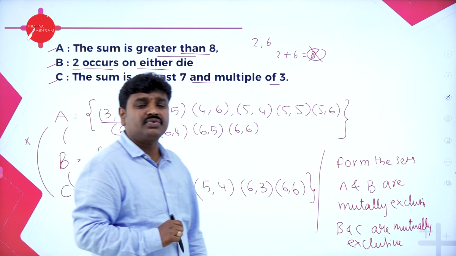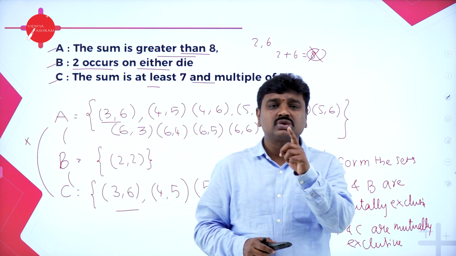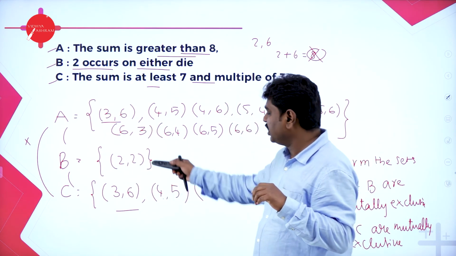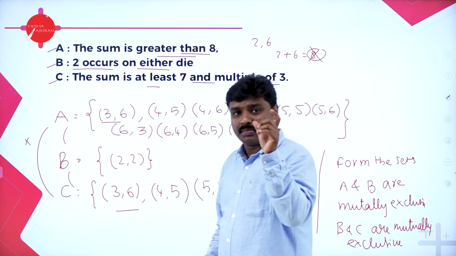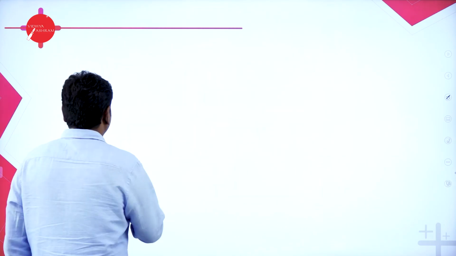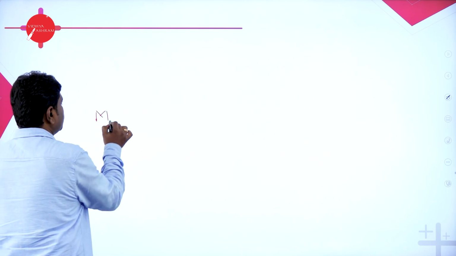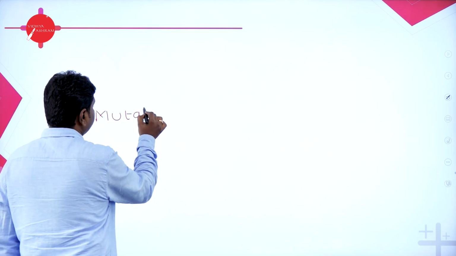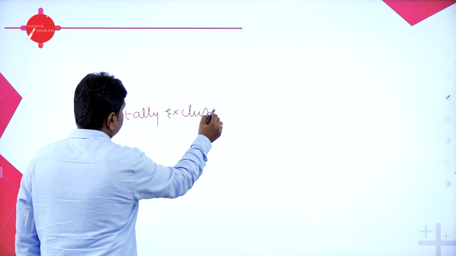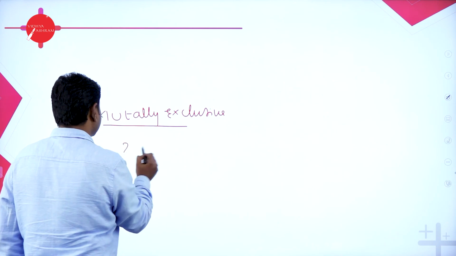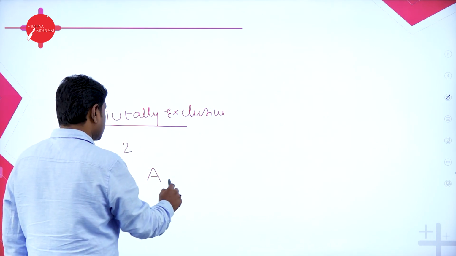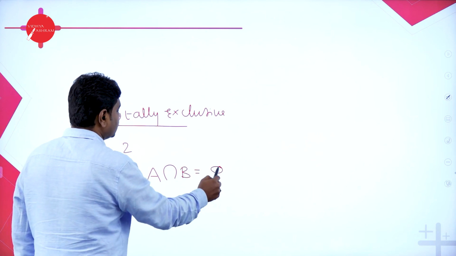What are mutually exclusive events? Two events are said to be mutually exclusive if they don't have any common elements. Here B and C do not have any common element. The basic idea is mutually exclusive. What is meant by mutually exclusive? Become thorough with this. Two events are said to be mutually exclusive if they don't have common elements, meaning if A and B are mutually exclusive, then A intersection B should be the null set.